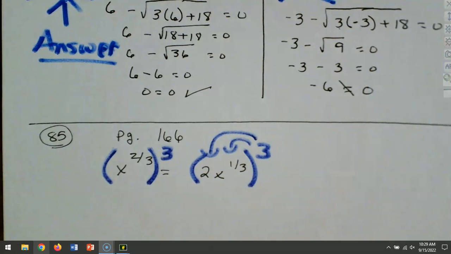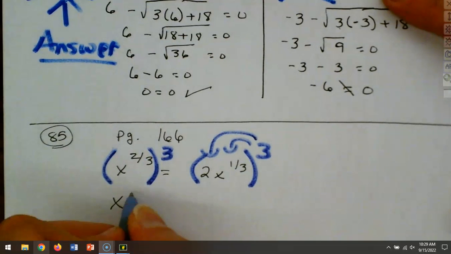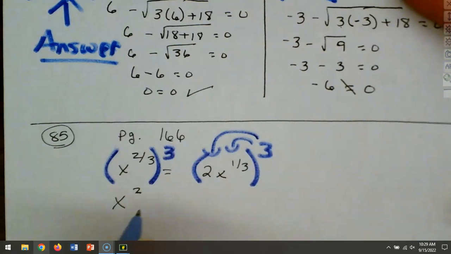So what we needed to do was clear out our fractions. These have a 3 down below. So if I cube both sides, that's going to clear my fractions. If I do that, what happens? The 3's cancel, and so that leaves you with an x squared.